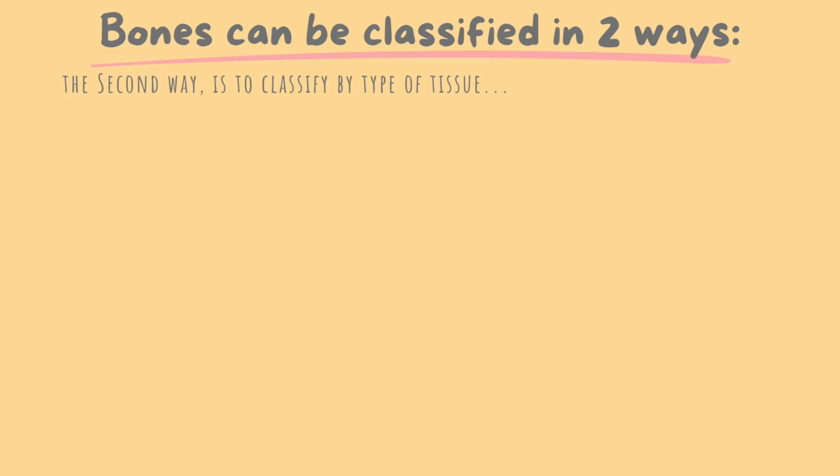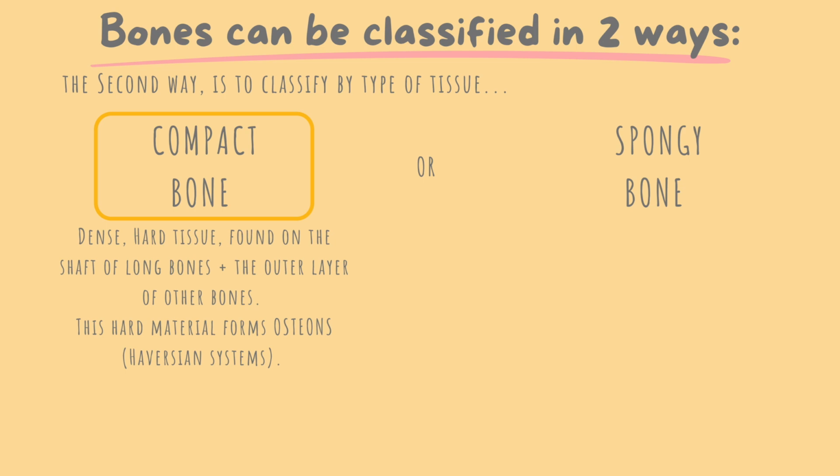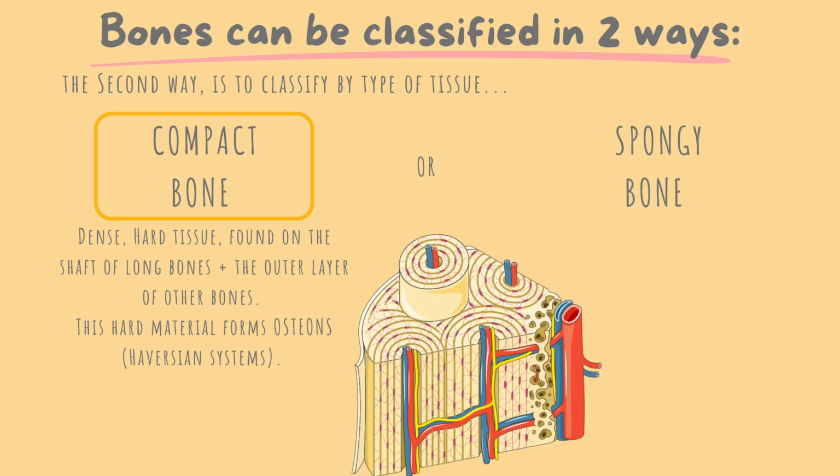Now, let's look at the second way that we can classify bones, and this is by the type of tissue. Bone tissue is described either as a compact bone or a spongy bone. Compact bone is dense and hard tissue. It's found on the outer shaft of long bones. This hard material forms osteons, or you can also say that osteons form the hard material of compact bone. The osteons are also called haversian systems.